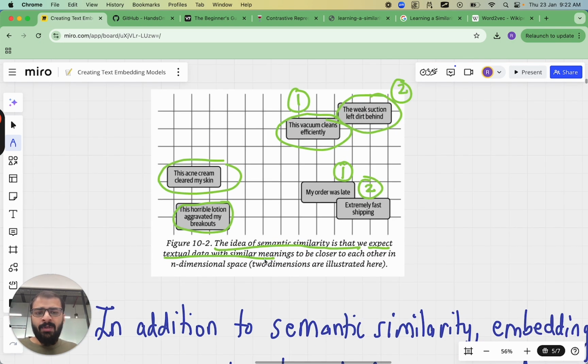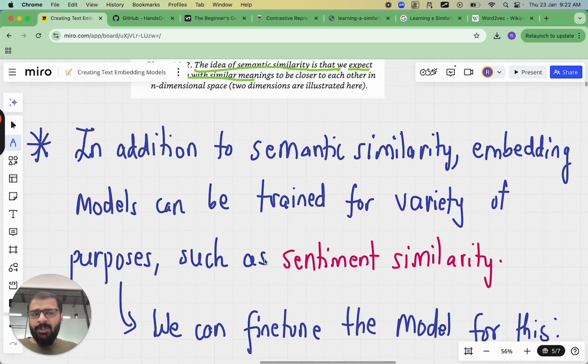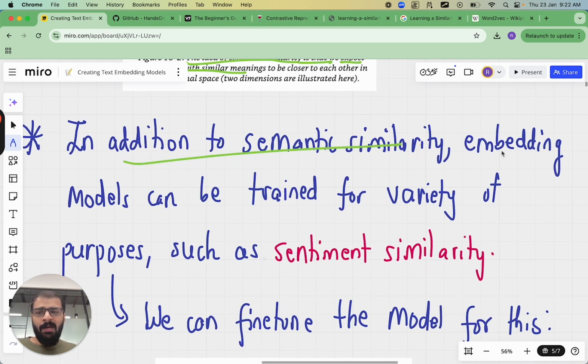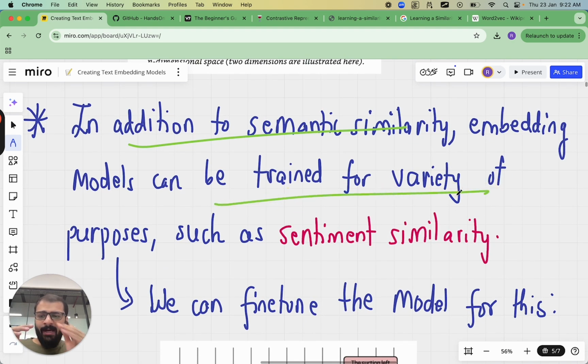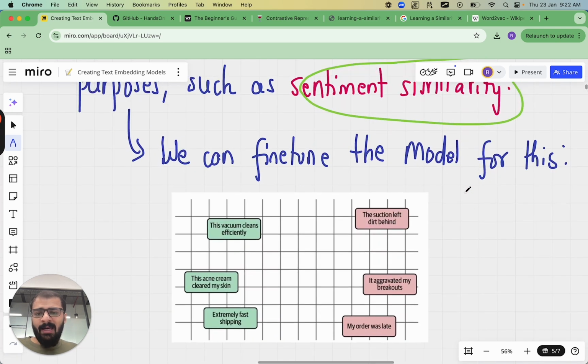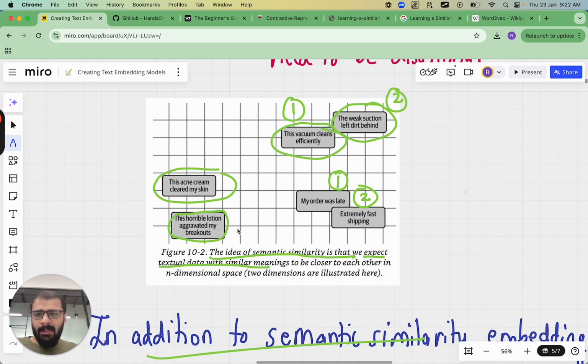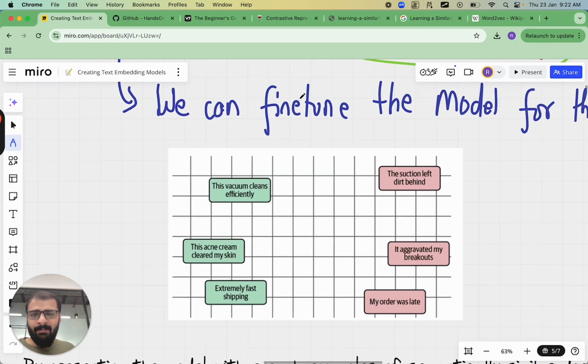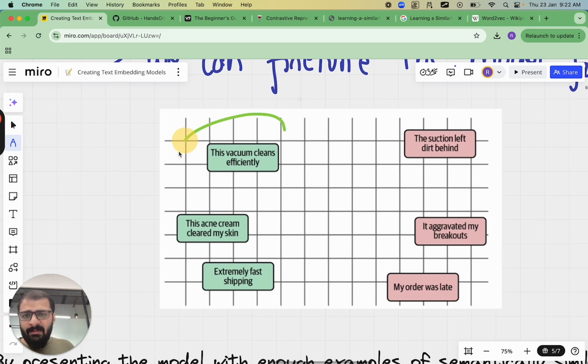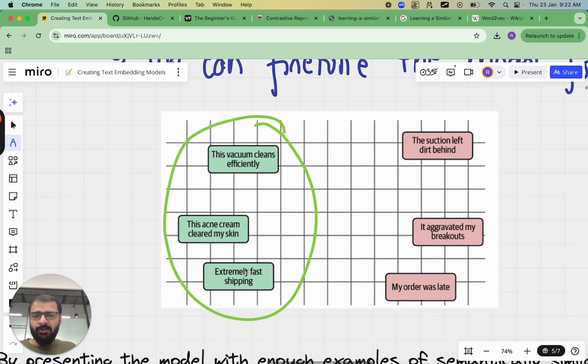That's the whole idea. Now, in addition to semantic similarity, embedding models can also be trained for a wide range of purposes such as sentiment similarity. What is sentiment similarity? The same embeddings which are shown in this figure can also be classified a bit separately, right? So these three are kind of like a positive sentiment: the vacuum cleans efficiently, this acne cream cleared my skin, and extremely fast shipping. This is a positive sentiment. So this is one group.